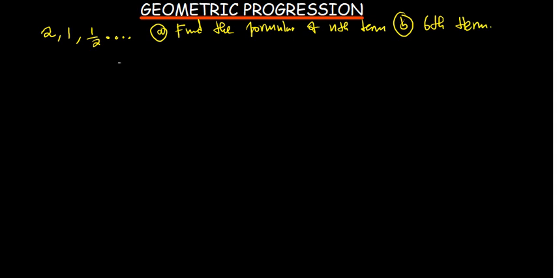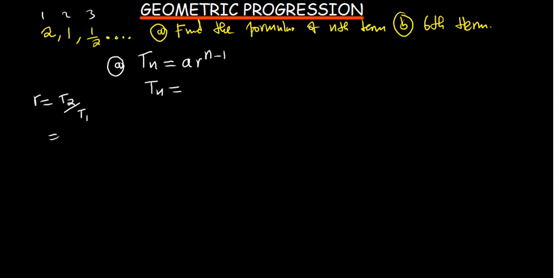The first thing first, remember, when you want to find the formula of the nth term, first write the formula itself, the general formula. The nth term is given by ar to the power n minus 1. So this is the formula of the nth term that we are going to find. The first thing again that you need to find is the ratio, second term over first term. In this case, this is the first term, this is the second term, this is the third term. So the second term is 1, the first term is 2. So this is the geometric ratio.